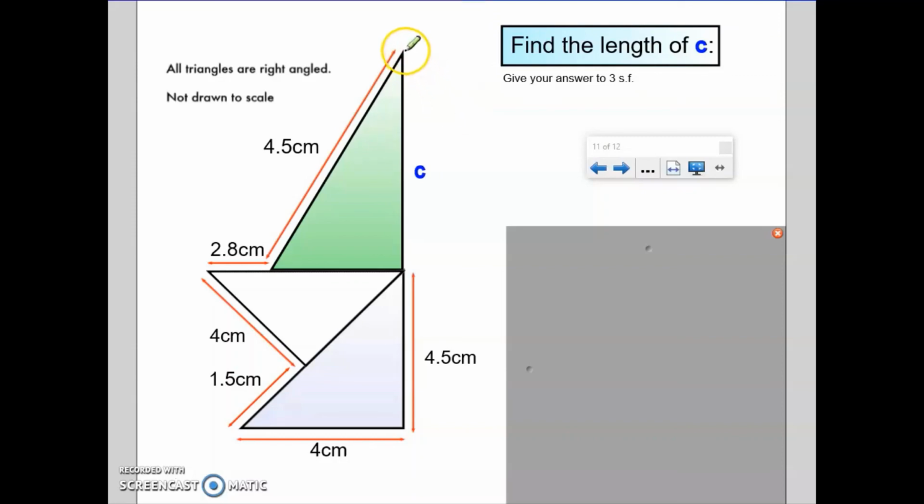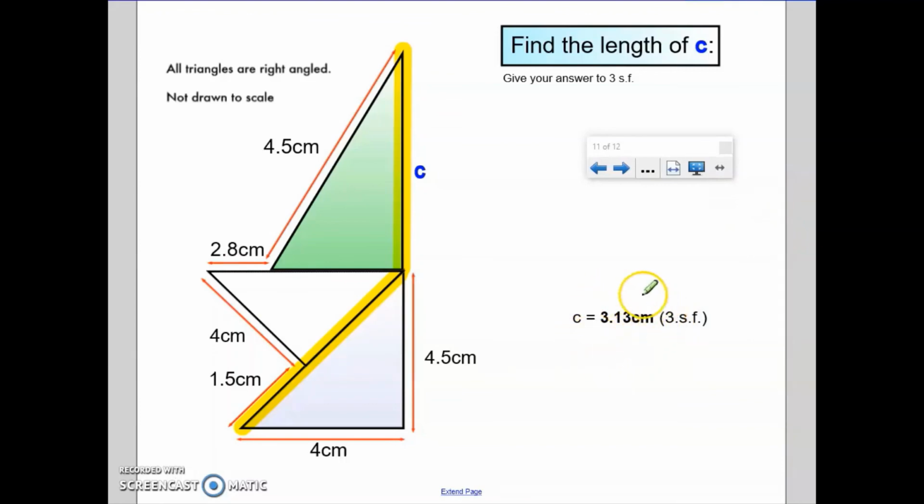Okay, welcome back. So hopefully you have an answer for this distance, this length. Your starting point, of course, would be 4 squared added to 4.5 squared, and then that total would be square rooted to give you this distance. But once you had that distance, you would need to subtract 1.5. Your final answer for the length of C should be 3.13 centimeters when rounded to 3 significant figures. Very well done if you were able to find that answer.